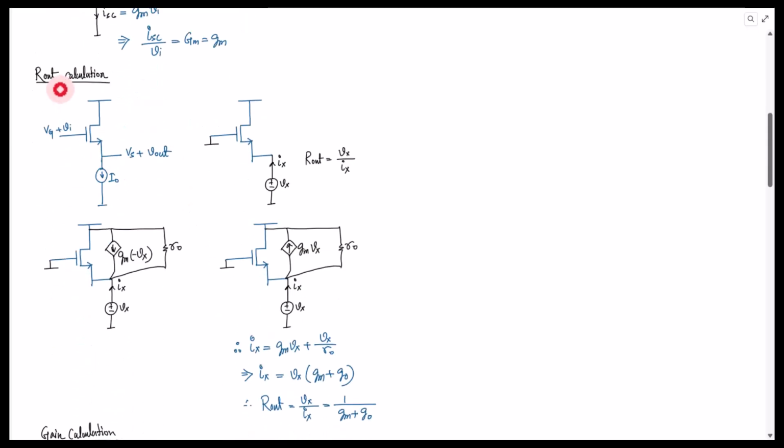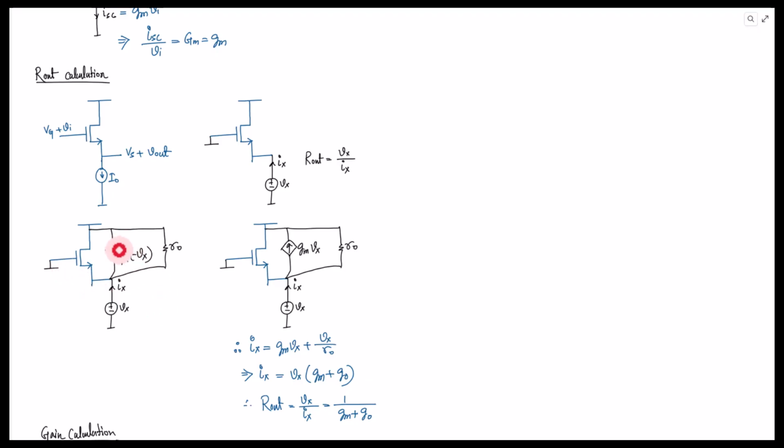Now we can calculate the Rout directly. We need to apply a voltage source Vx and see what exactly the current Ix is. Again, the same thing: we have this dependent current gm times Vgs. Now for the Rout calculation, this input voltage is 0. So what exactly is Vgs? This is 0, this is Vx, so Vgs is minus Vx.